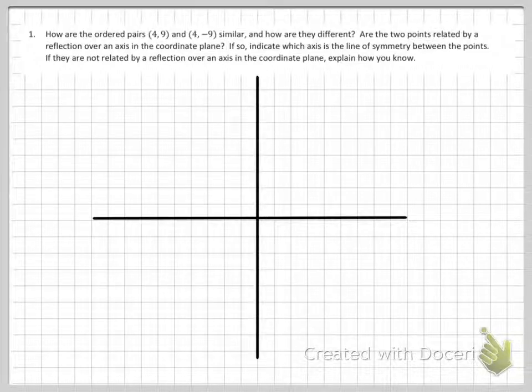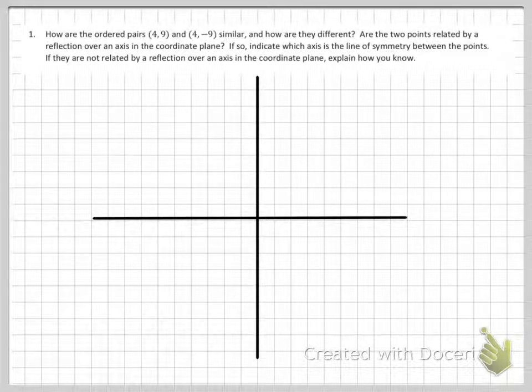Let's get started. All right, we've been working with ordered pairs in the coordinate plane, and we've got a couple of example problems today I'll work through with you. Number one says, how are the ordered pairs (4, 9) and (4, -9) similar, and how are they different? So let's start with that. How are they similar and how are they different?